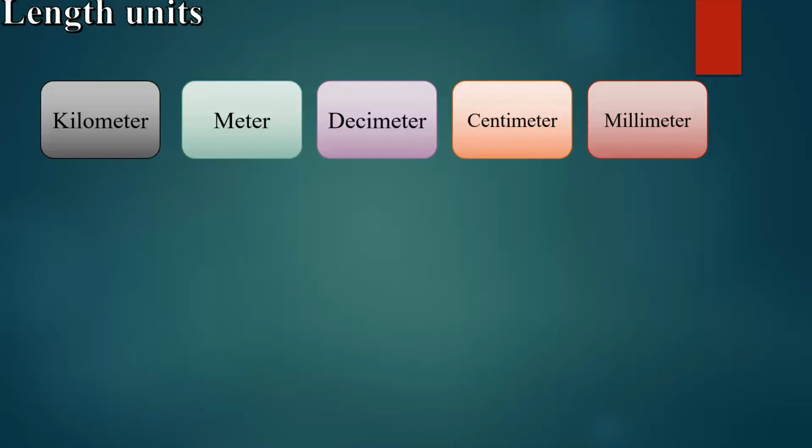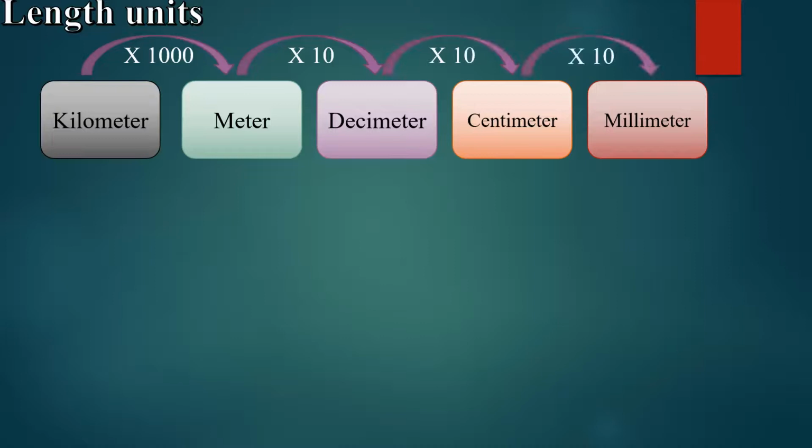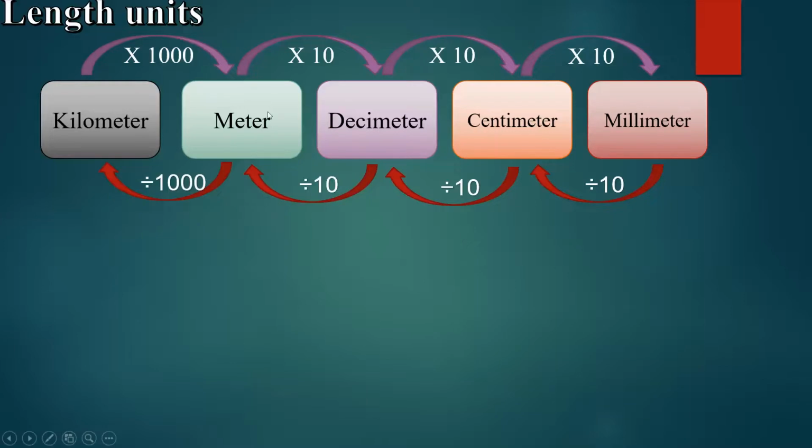To convert from kilometer to meter, we will multiply by 1000. From meter to decimeter, times 10, times 10, times 10. And if we want to go backward, we will divide by 10, divide by 10, divide by 10, divide by 1000. Okay, and if I want to convert from meter to centimeter, it means we have two zeros. We will multiply by 100.